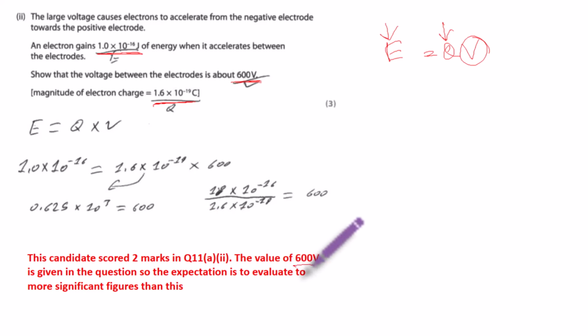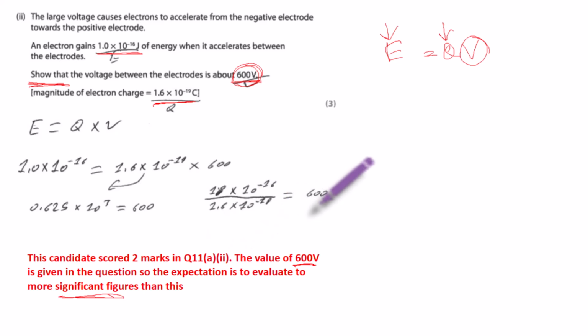The value of 600 volt is given in the question. So the expectation is to evaluate to more significant figures. So always remember, this is a show that question. This is mandated by the board, everybody. Please listen to me very carefully. Whenever you come across a show that question, always give one significant figure higher than the show that value.